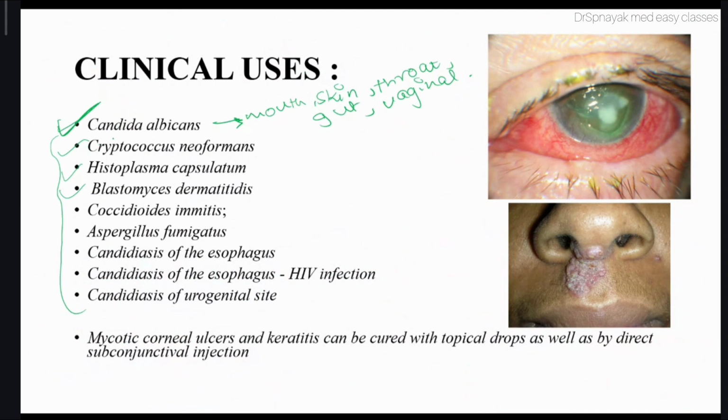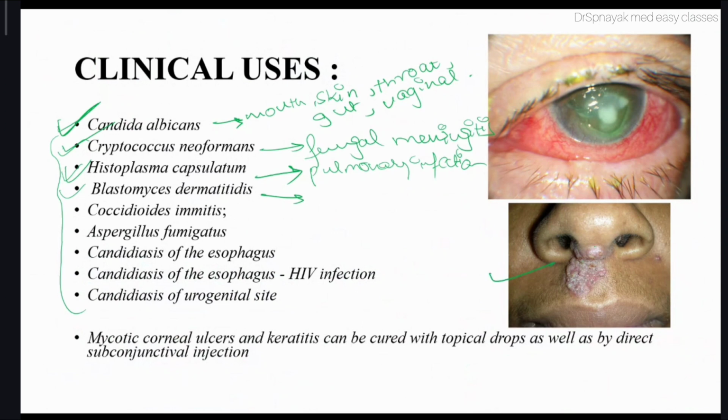Then we have Cryptococcus neoformans, which is responsible for causing fungal meningitis. If the meningitis is caused by Cryptococcus neoformans, amphotericin B is a drug of choice. Then it is effective against Histoplasma capsulatum, which is responsible for causing certain pulmonary infections. Then we have Blastomyces dermatitidis.